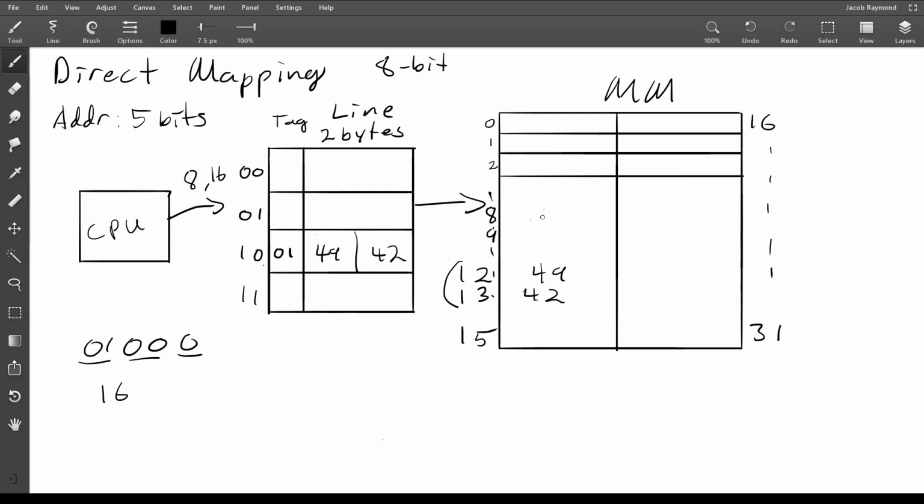I don't care too much about that right now. Then it would bring it back into the cache, and it would match the tag. So we would put the tag here, and it would have the right data. Then the write would be performed to the cache.